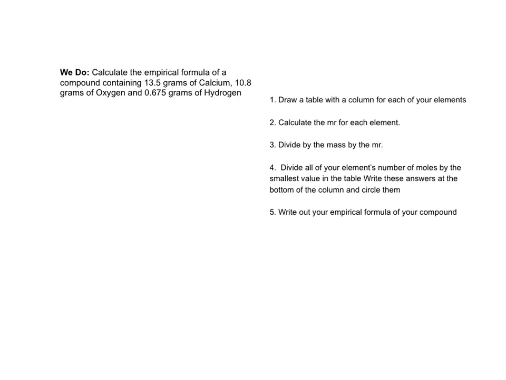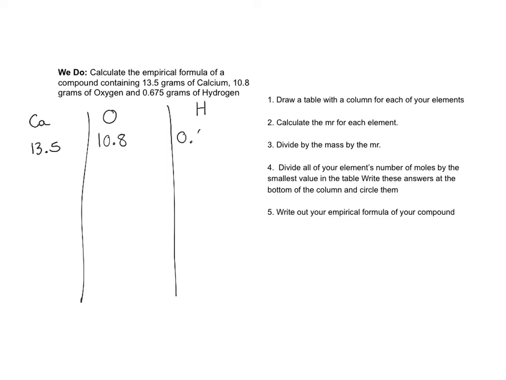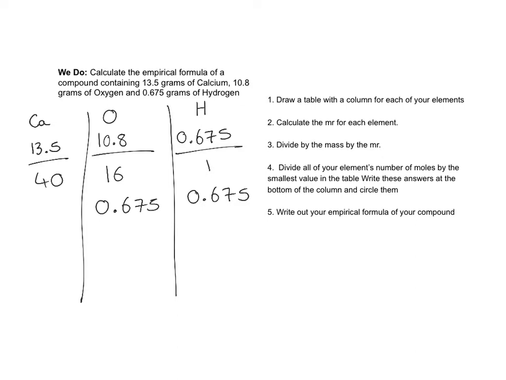So next one, calculate the empirical formula of a compound containing calcium, and we've got 13.5 grams, oxygen, and we've got 10.8, and then hydrogen, and we've got 0.675. Okay, that's 1, that's 16, that's 40. Okay, so straight away I'm off to a good start. Next thing I need to do is divide and work out the numbers. Okay, so that's a nice easy one. That just gives you 0.675 again. This one also gives us 0.675. And then this one is 0.3375. Okay, so now we're looking for the smallest number.